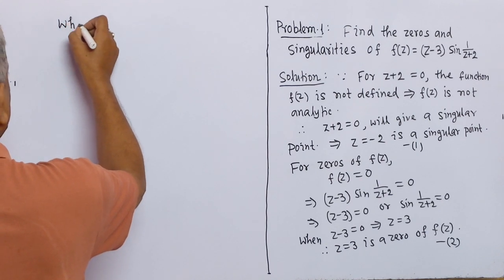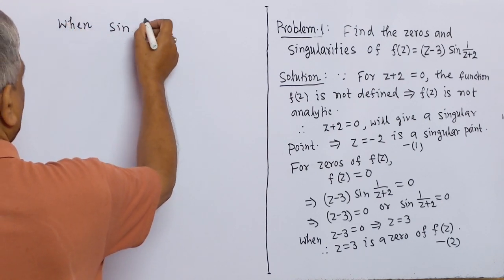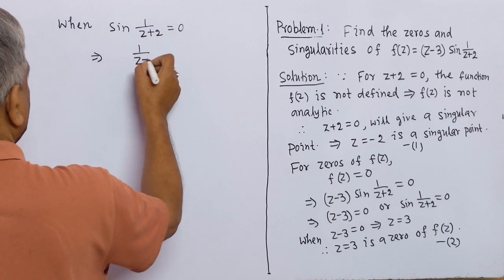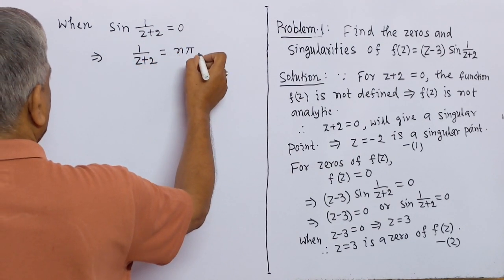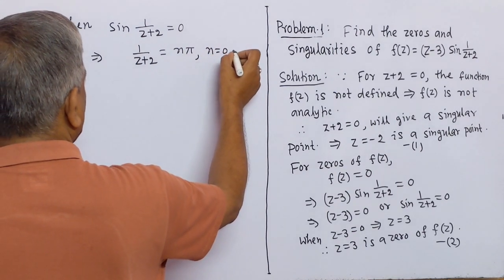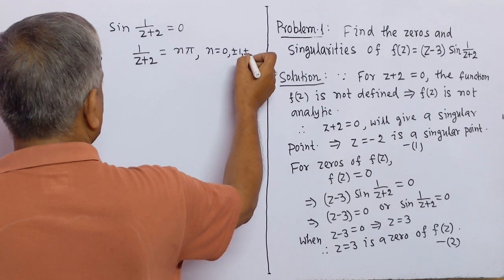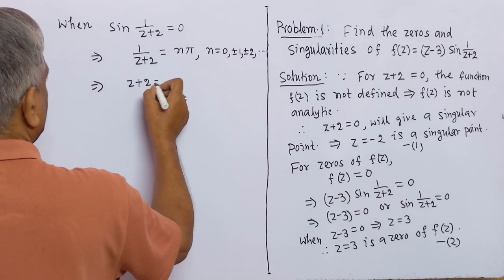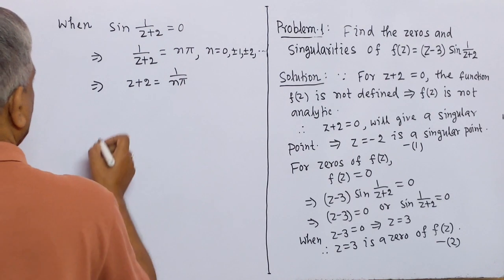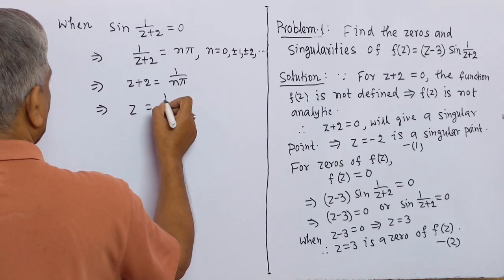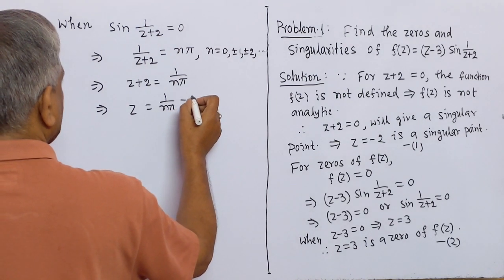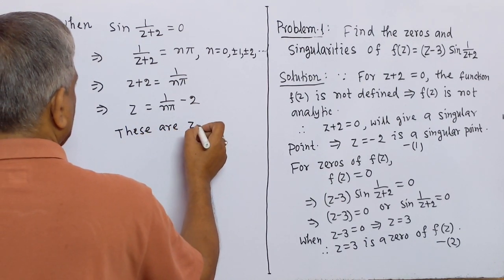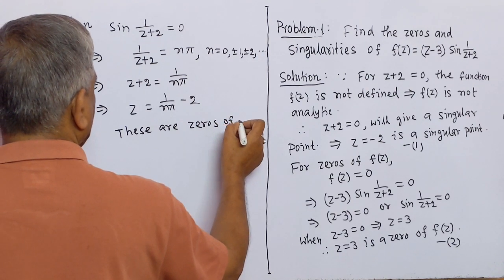When sin(1/(z + 2)) = 0, it implies that 1/(z + 2) = nπ, n = 0, ±1, ±2, and so on. This implies that z + 2 = 1/(nπ), which implies that z = 1/(nπ) - 2. These are zeros of f(z).